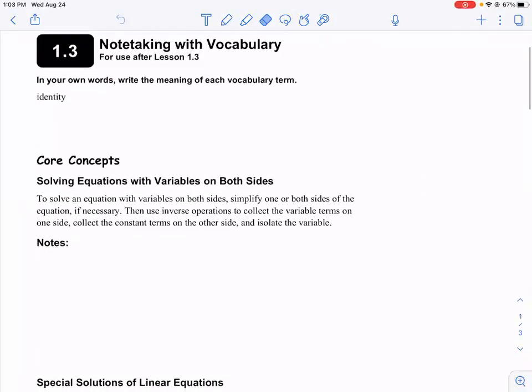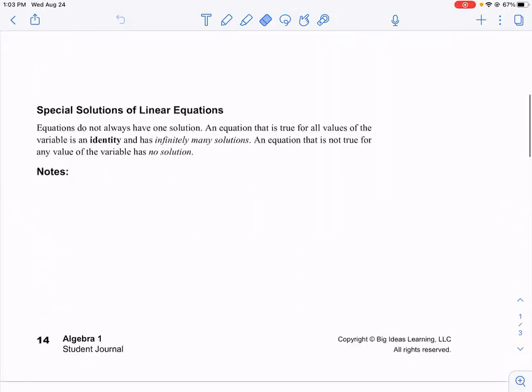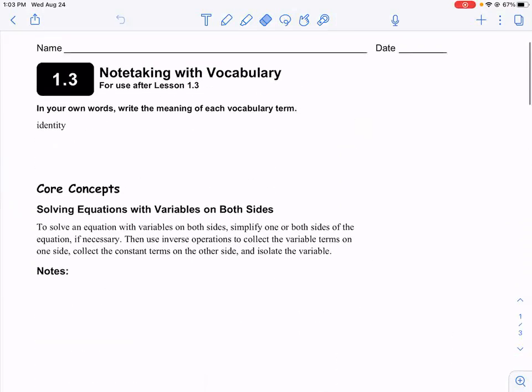So I need you to turn to this page. What page is it? 14. Thank you.